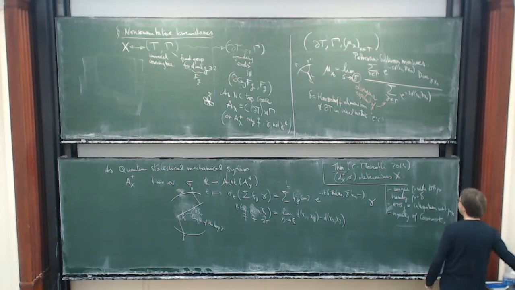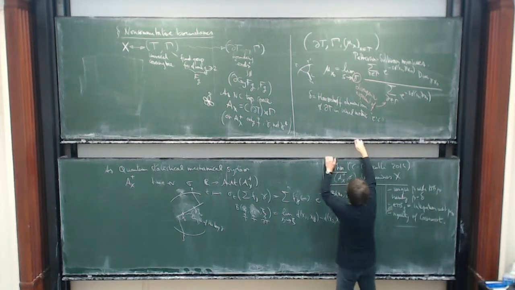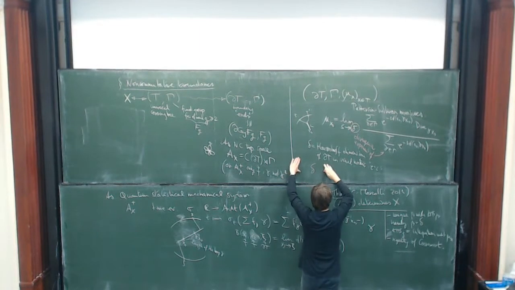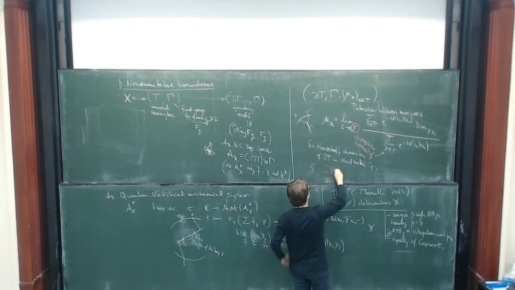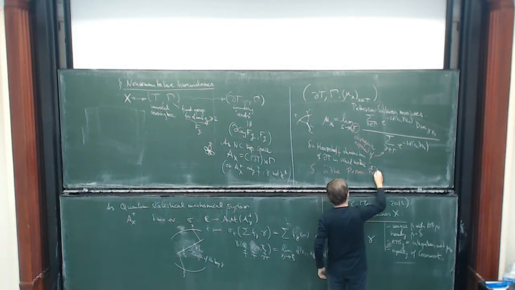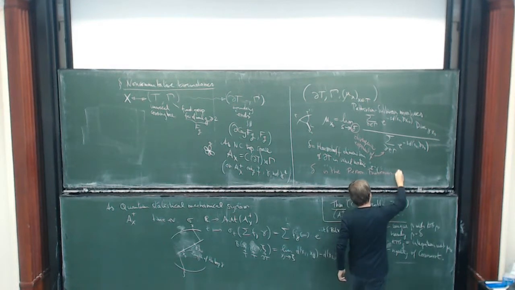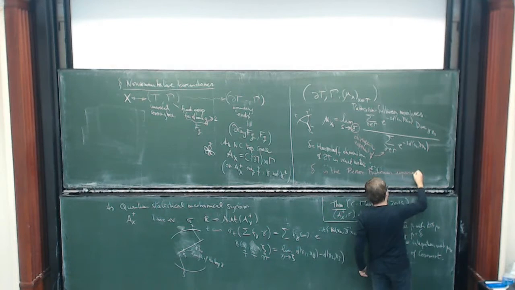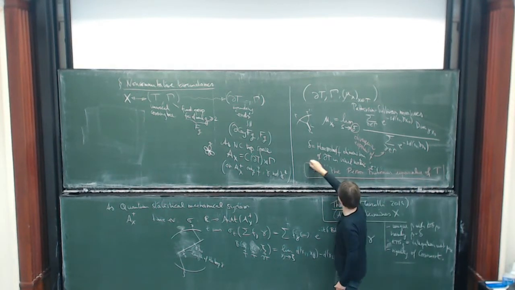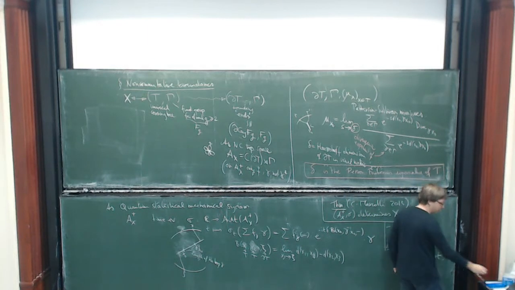The connection to the previous part is that this delta is the Perron-Frobenius eigenvalue of T. And now this is the connection to the previous thing.